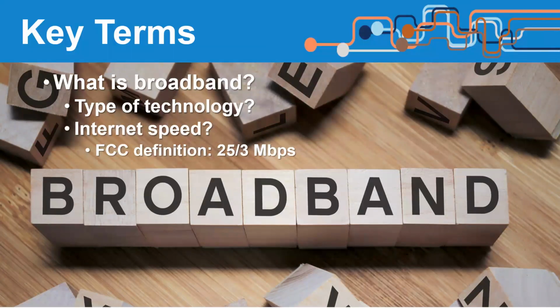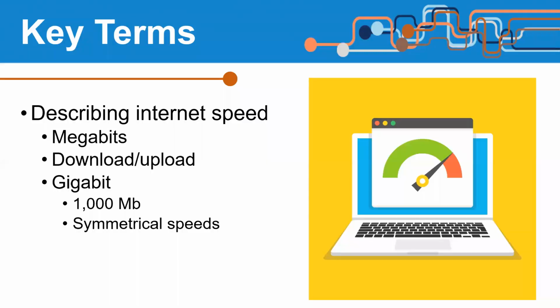You can measure broadband in several different ways, either by the type of the technology or the internet speed, the speed at which data is transferred from one computer to another or one device to another. The FCC, the Federal Communications Commission, has chosen to define broadband by speed. And the speed that they selected is 25/3 megabits per second. I'm going to break that down for you in just a moment. But just know that when we're talking about broadband, generally we're talking about a speed at which data can be delivered, not the type of technology that's being used.